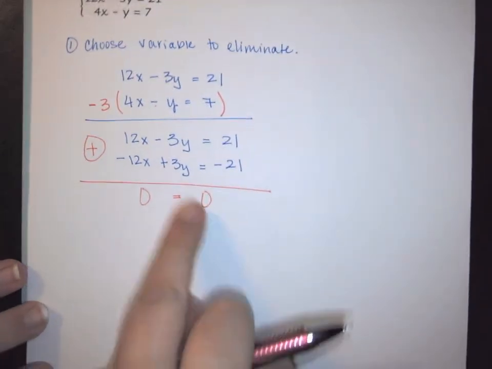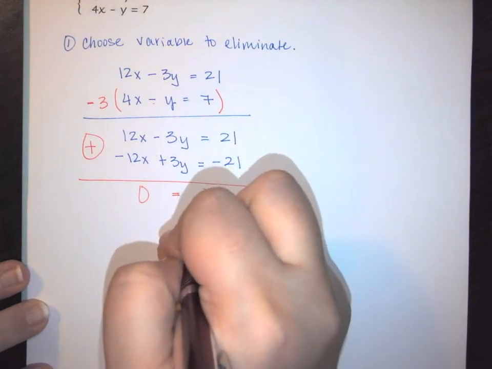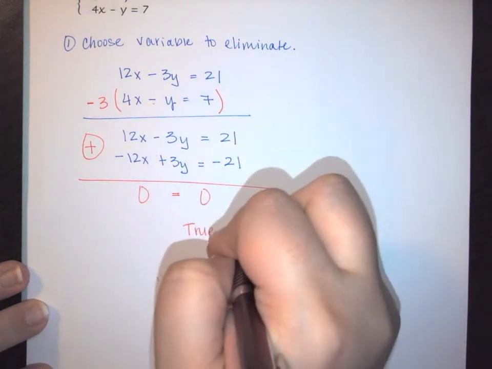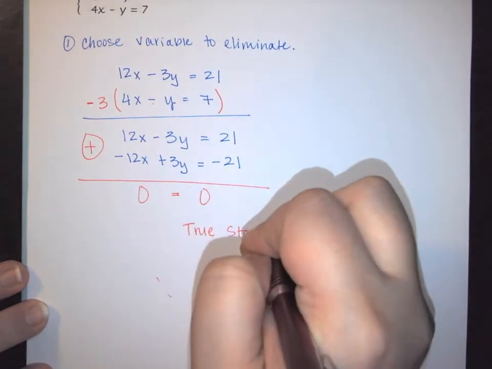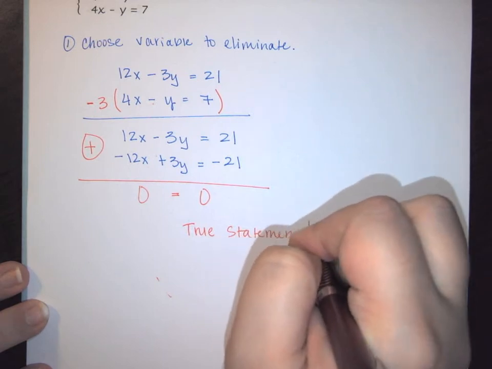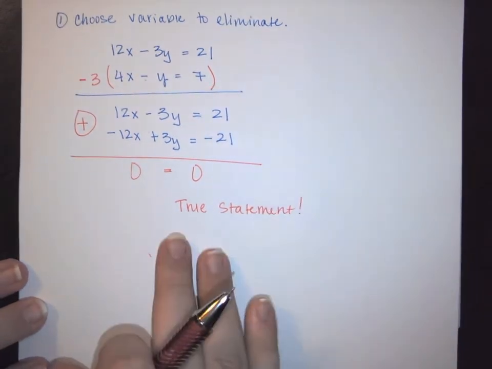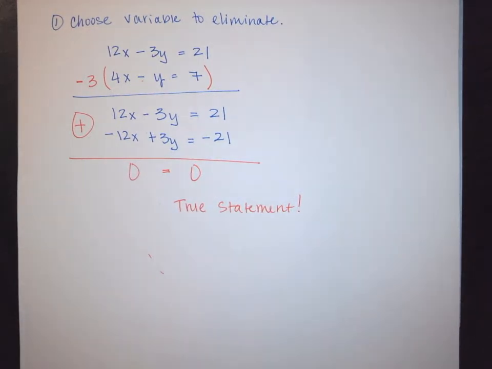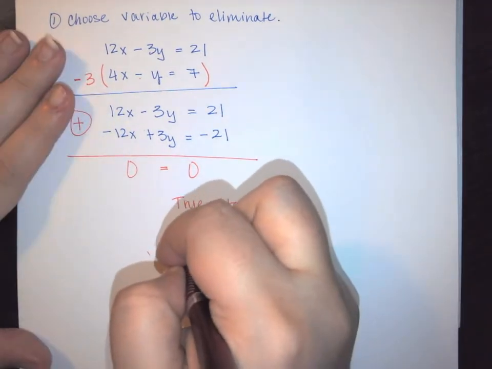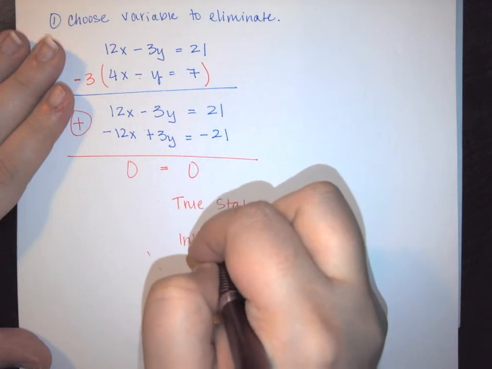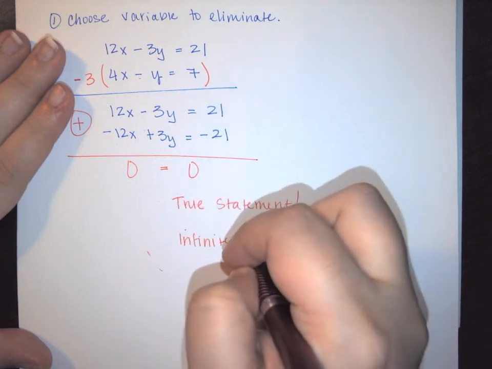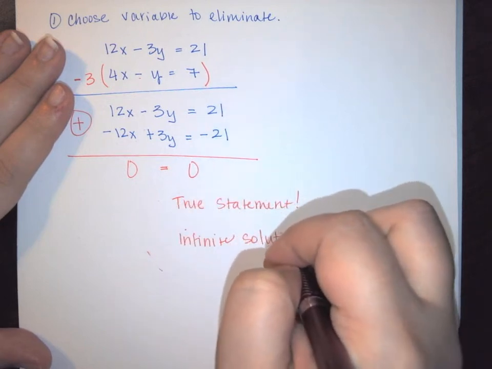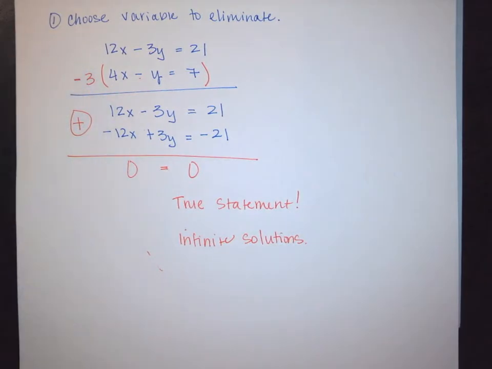Now this right here is what we like to call a true statement. Therefore here, because we get a true statement, we have none of our variables showing, we end up with infinite solutions. So that is what it looks like when you have a system that has infinite solutions.